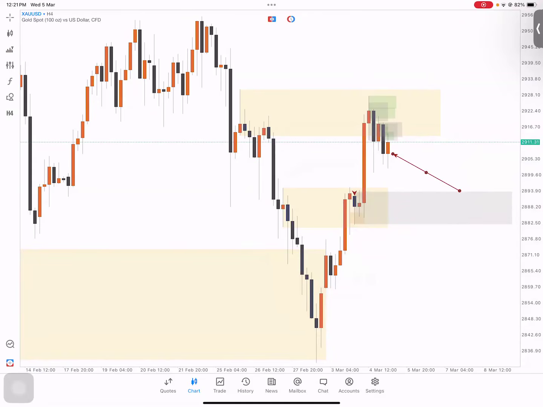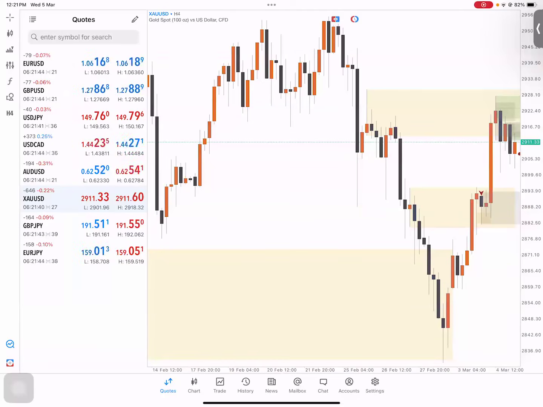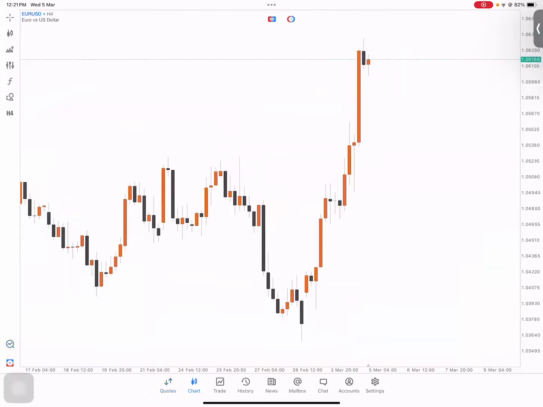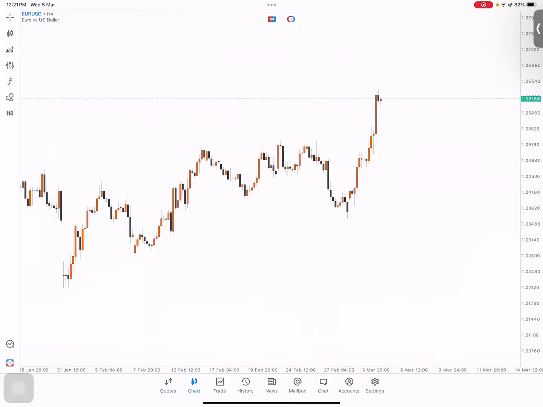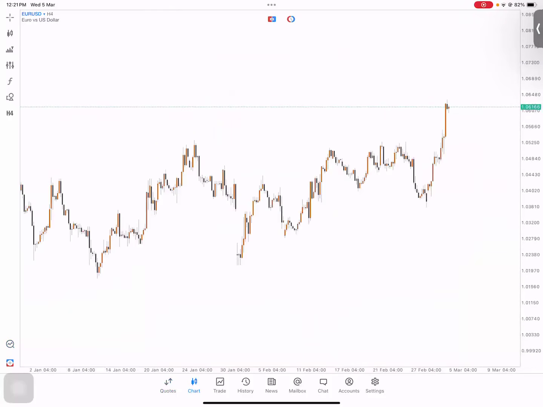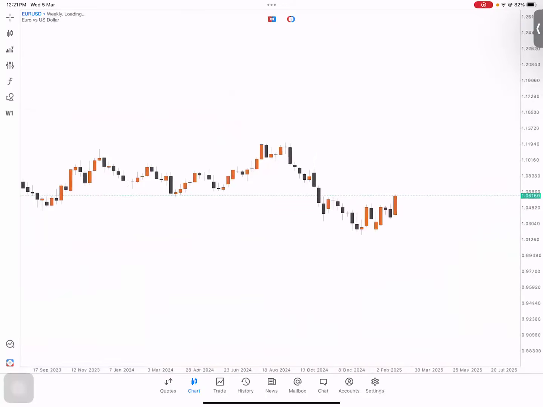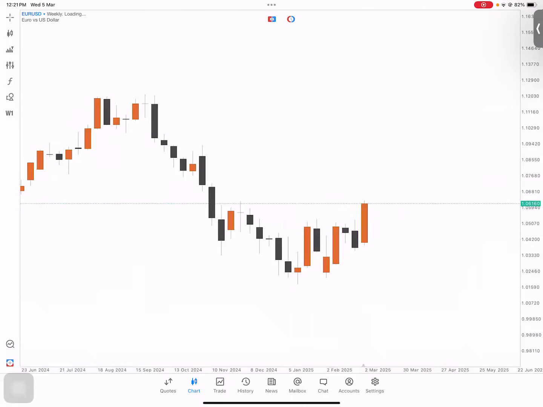Do you check any other pairs, or only gold for now? No. Yeah, but I went and analyzed Euro USD. Where's the euro? Oh, here. Okay. Right now, I think it's good for selling because I start from weekly. And weekly it's engulfing sell.